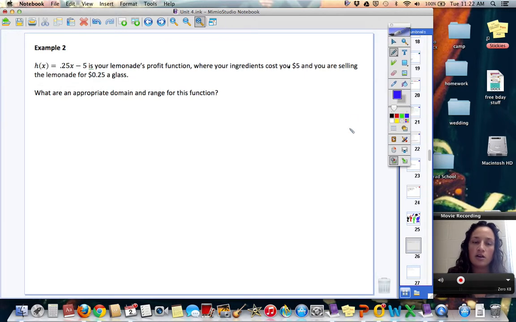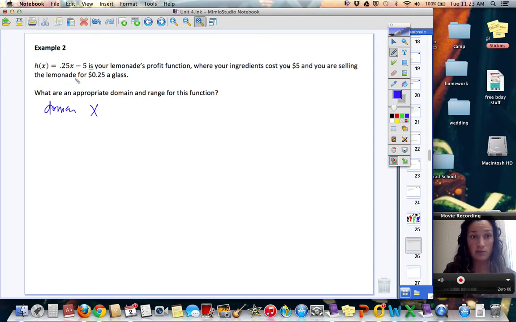So here's a problem. We want to figure out what domain and range are. First, let's remember that domain is our x values. So if we look here, my x value is connected to 25. Do we all see that?